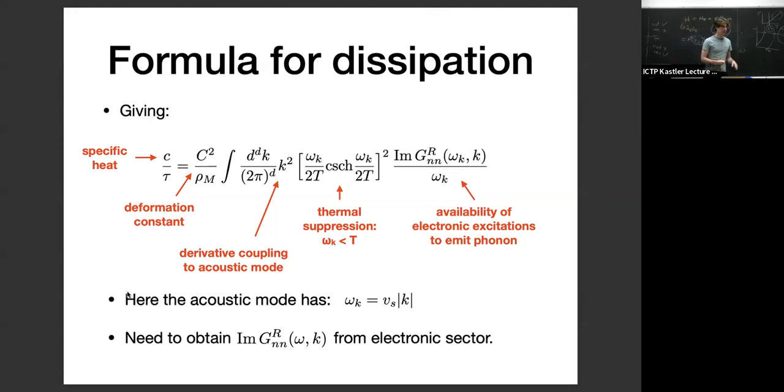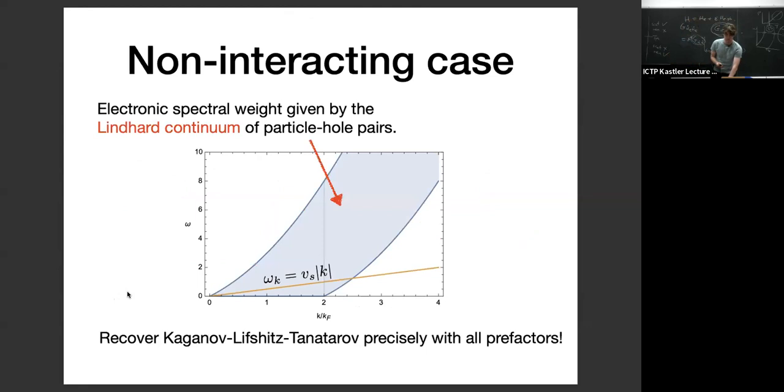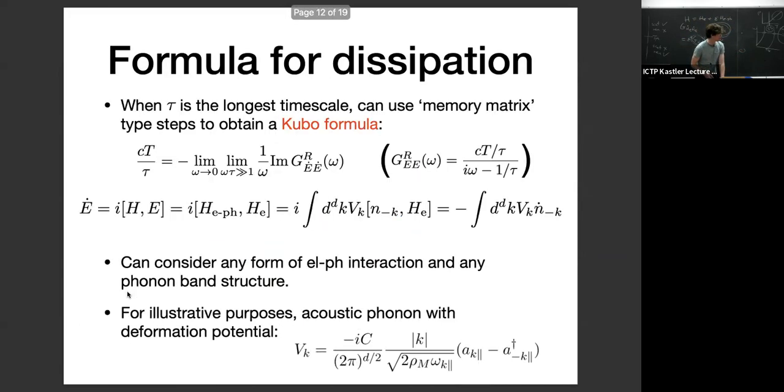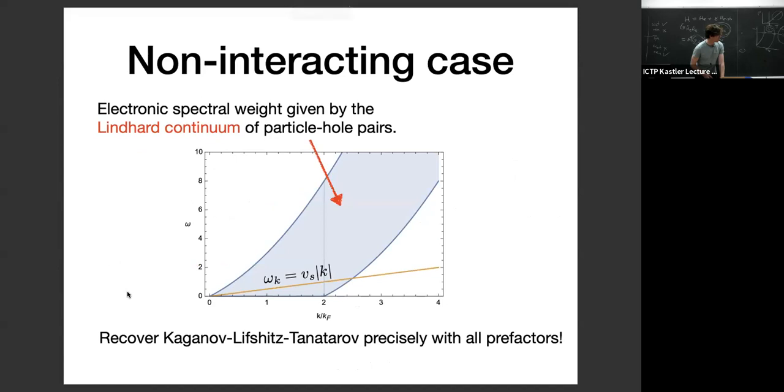Once you have this formula, I'm telling you what you should do with it, for purely illustrative purposes. That said, when these systems are whacked with a laser, the temperature actually goes up quite a lot. The electronic temperature can go above 1,000 Kelvin in these pump-probe experiments. So high temperatures may not be totally irrelevant, but I certainly hope there will be data at lower temperatures and lower frequencies soon.